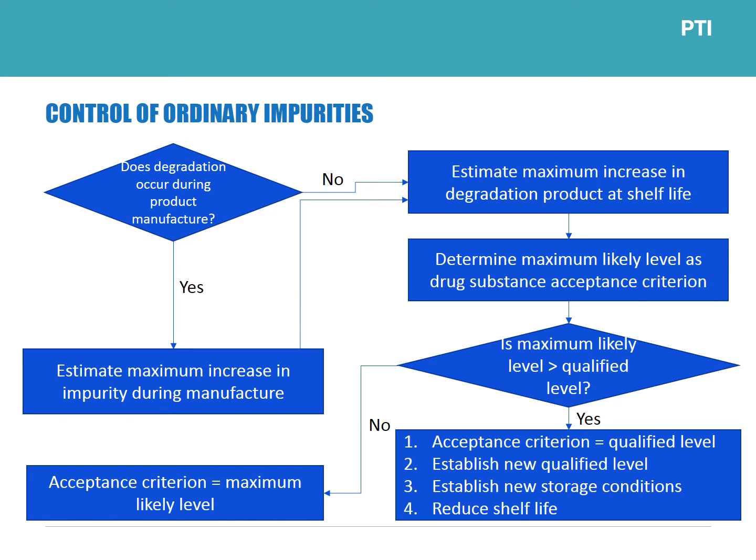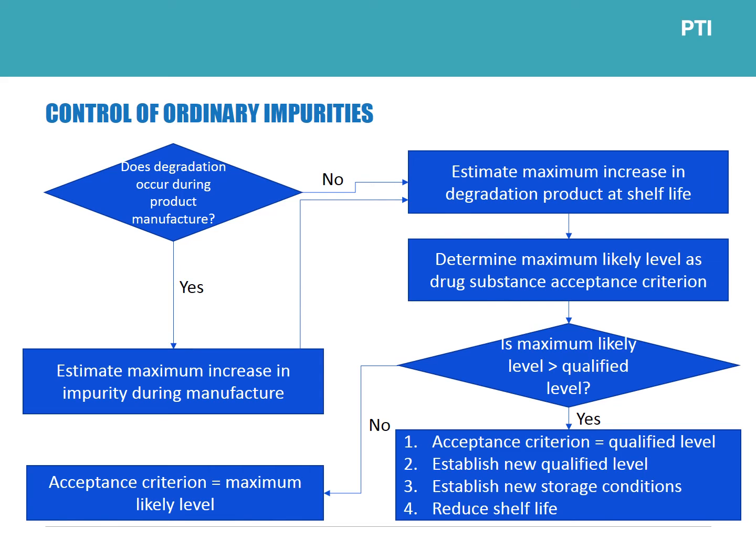We then set the maximum likely level as the drug substance acceptance criterion. That's the maximum likely level of the impurity at the end of the drug product shelf life, provided that the maximum likely level is greater than the qualified level. And the qualified level is the amount of impurity that we've shown to be safe through toxicological studies.